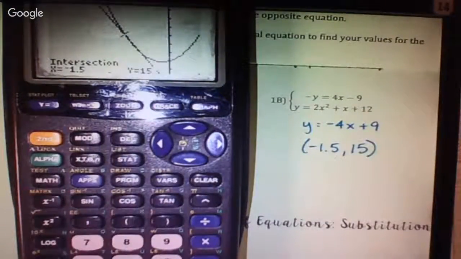Okay, so it'll bring up this little cursor thing. You want to get it as close to the intersection as you can, so it'll zoom in on the intersection.